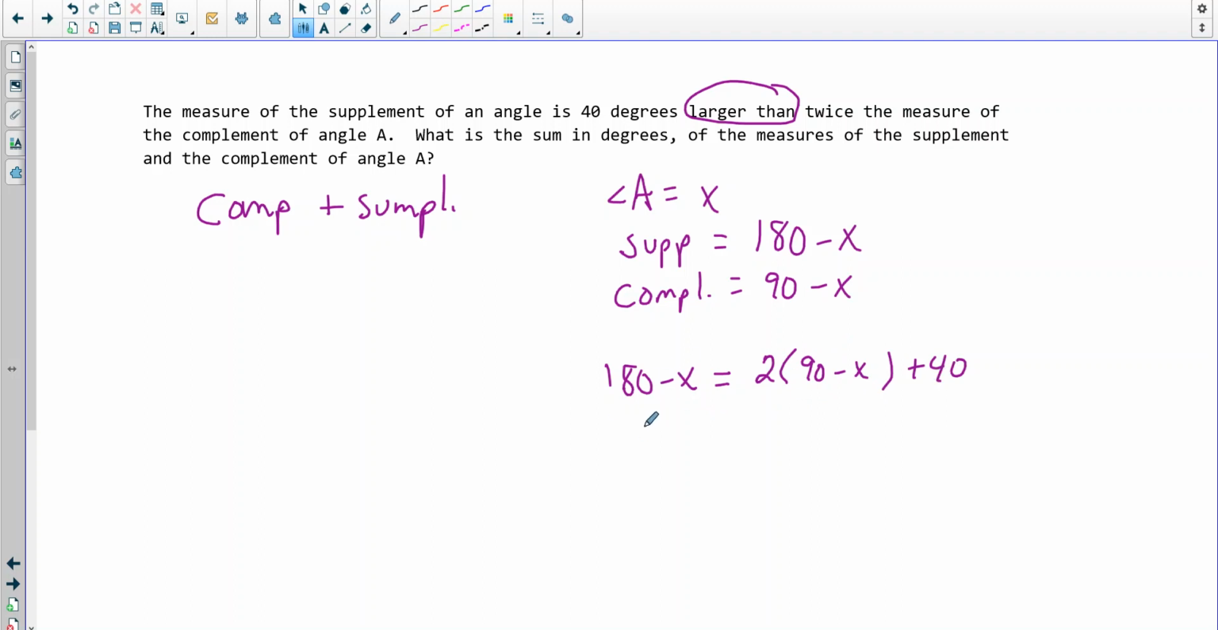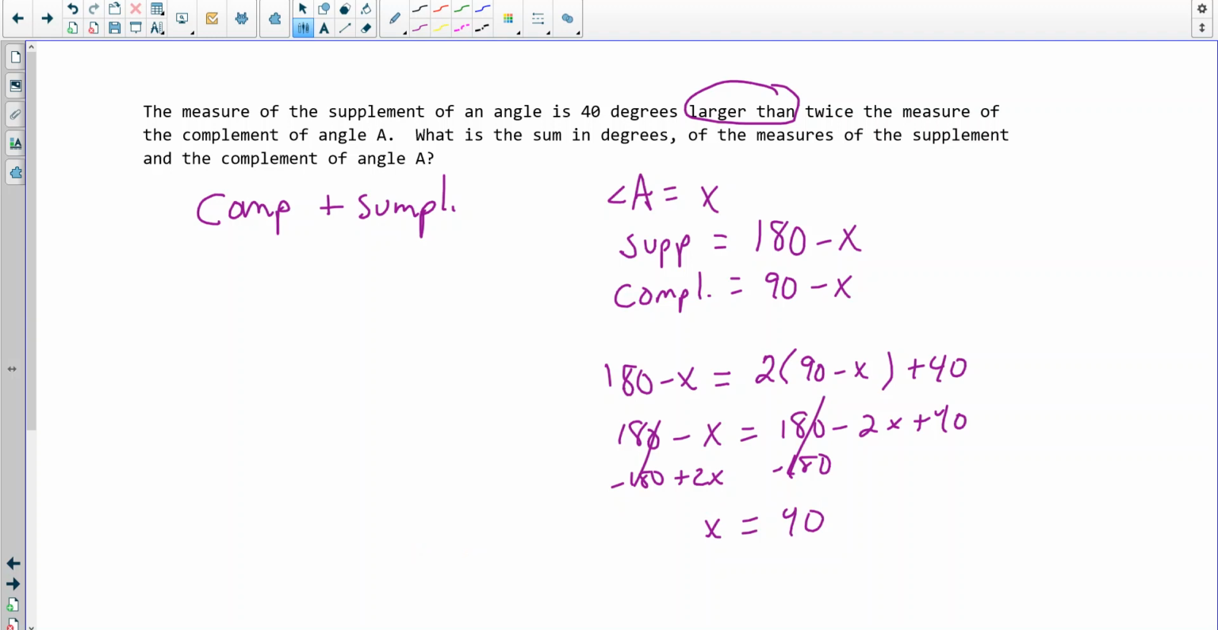All right, so now that I have this set up, I can solve for x, right? So 180 minus x is going to equal 180 minus 2x plus 40. If I go ahead and bring my 2x over, so plus 2x, and strike off my 180s, subtracting 180 from both sides, I end up with x equal to 40. Relatively easy, all right?